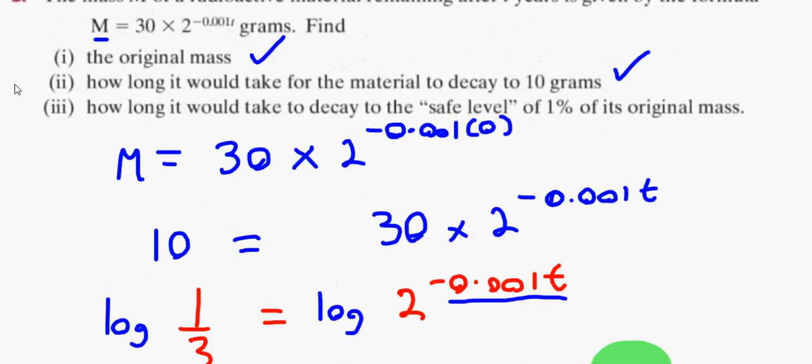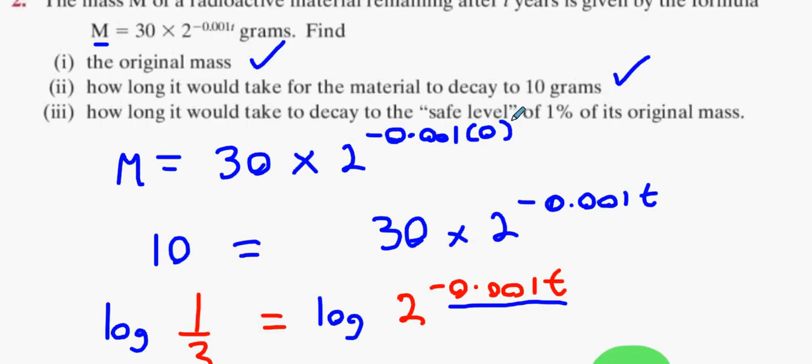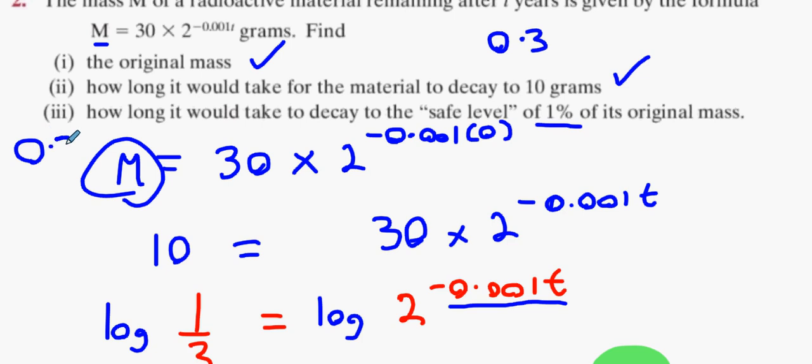Last question is, how long will it take to get to the safe level of 1% of its original mass? Just get 1% of 30, which is 0.3, is it? So you're going to do the same question, except m will be 0.3 this time. Same methods. Right, best of luck with the questions.